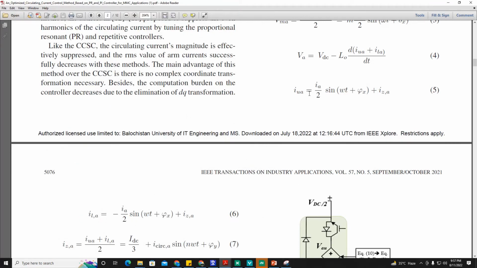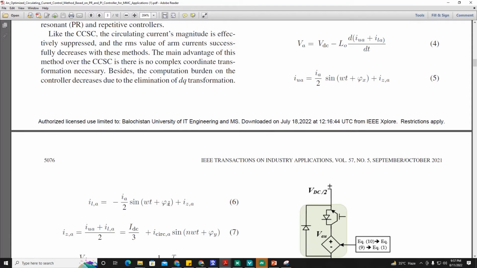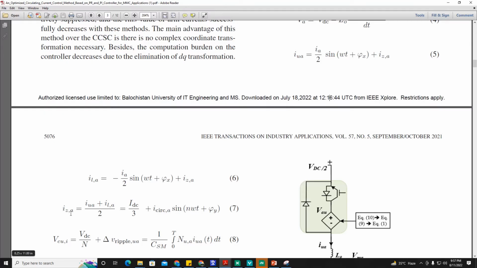So there will be 3 upper arm currents because there will be 3 upper arm submodules, 3 upper arm and 3 lower arm. This is for one phase. Similarly, there will be IUB, ILB, IUC, ILC, and they will be 120 degrees apart. This theta is that angle. So this is the differential current, IZA.